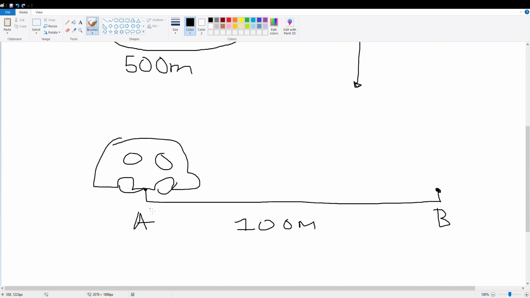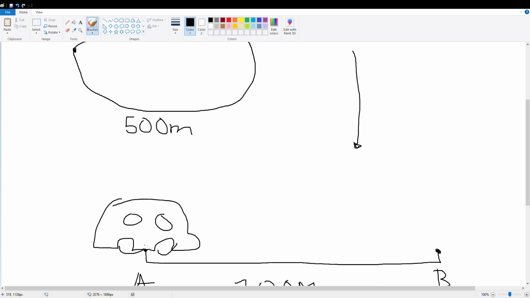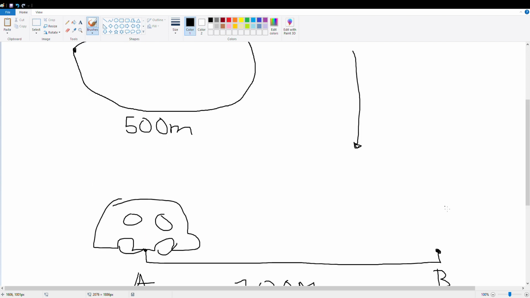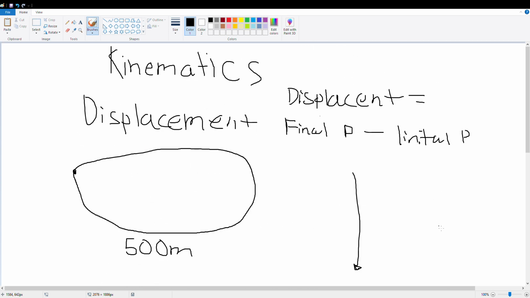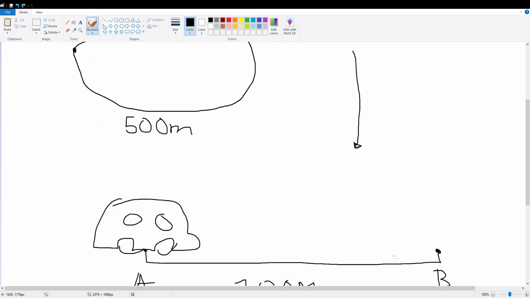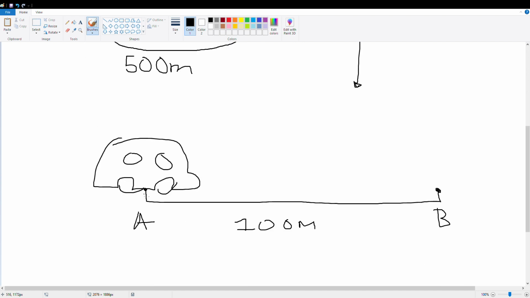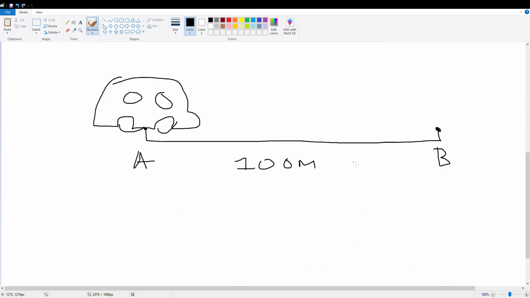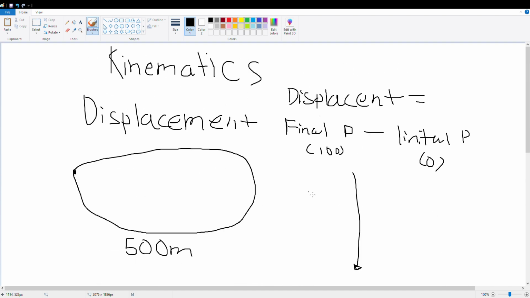So if we take the initial position being 0 and B being 100, we just plug it back into the formula. We take our A, which is 0, and then we take our B, which is 100, 100 being our final position. Our displacement would be 100 meters.